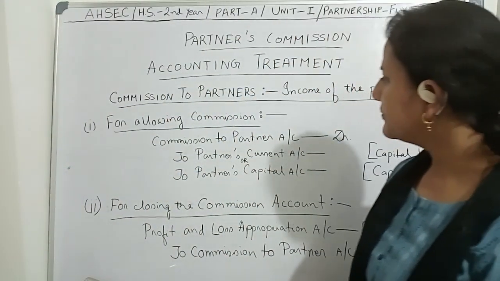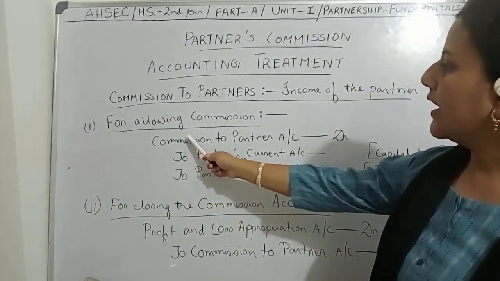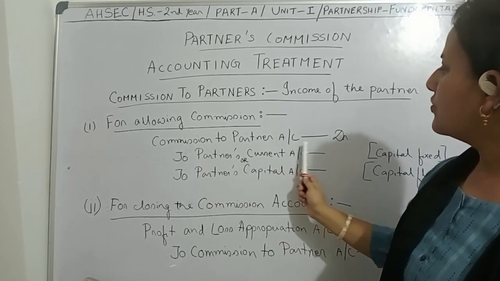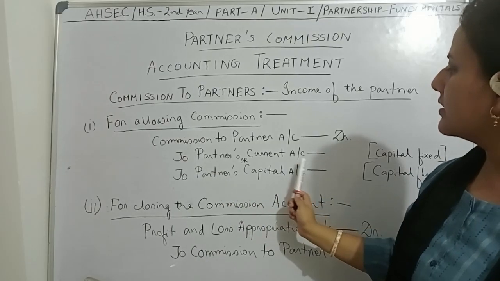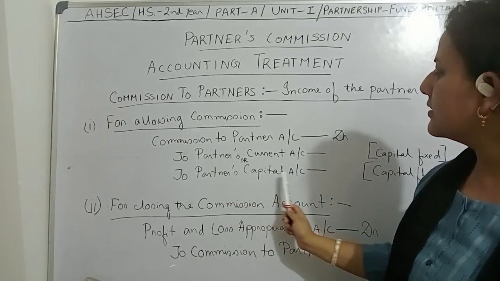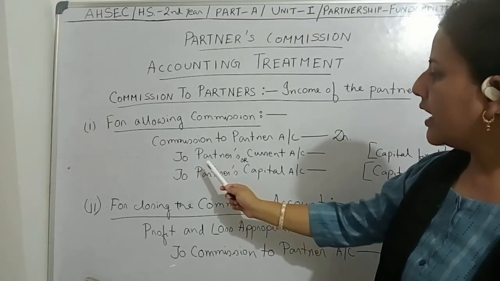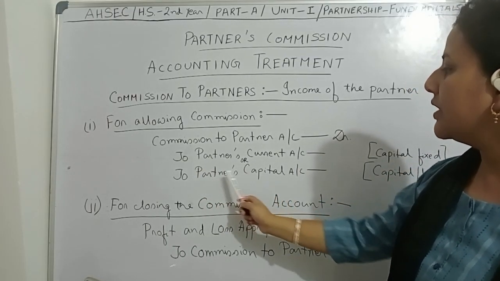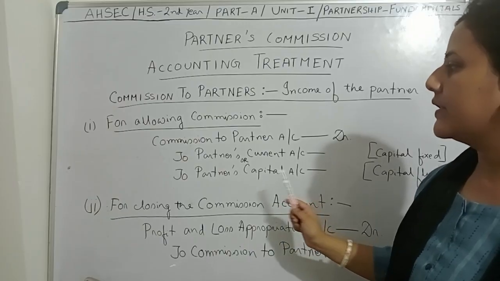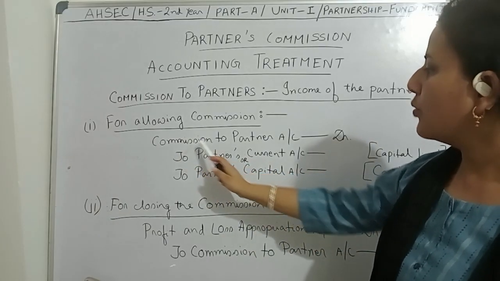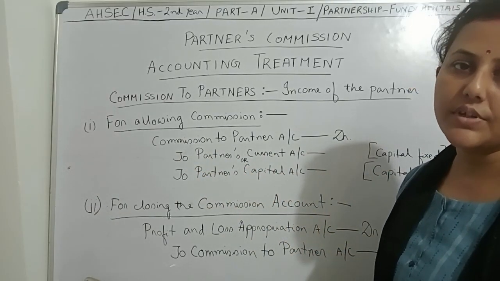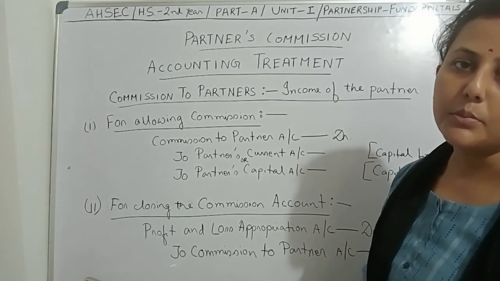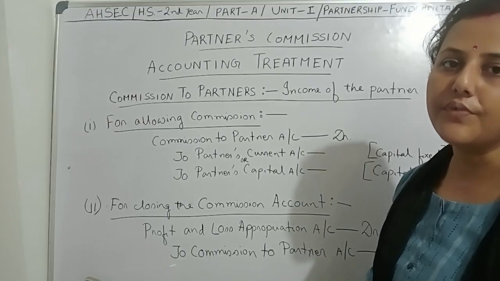You see here. For allowing commission: to partner account debited, to partners current account, to partners capital account. Either it will be to partners current account or it will be to partners capital account. So here you see commission to partner account is debited. Why? Because it is an income for the partner but it is an expense for the firm.